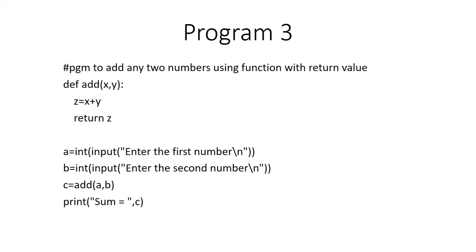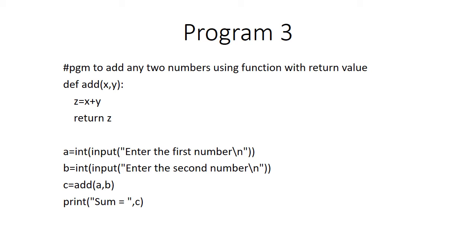Program 3, a program to add any two numbers using a function with a return value. Here the function is returning a value to the main program. As usual, using a and b we entered two numbers and we called a function called add, using a variable, c is equal to add(a, b). While executing the statement c is equal to add(a, b), the control of the program is transferred to the function definition, define add(x, y).